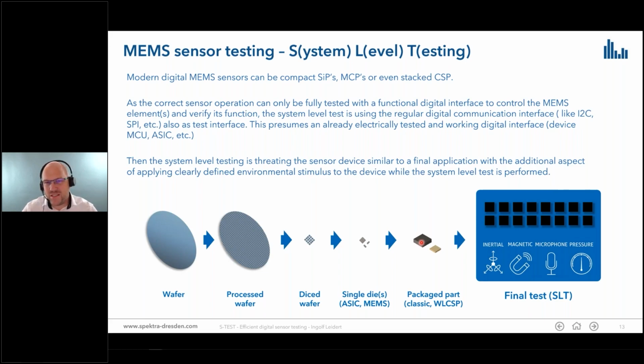So that means when you test such a system, the full operation of the sensor can only be tested when you have a fully packaged part, and that is what we call final test. So we don't do wafer test here, we really test the final system. And what S-test really is, is a system level test solution.